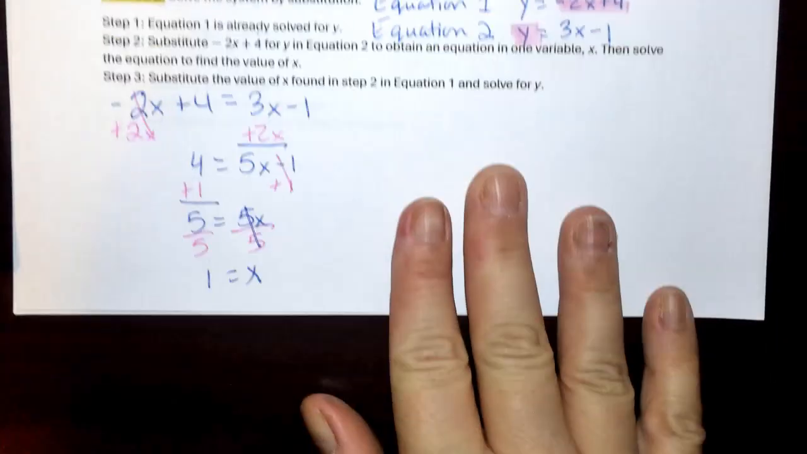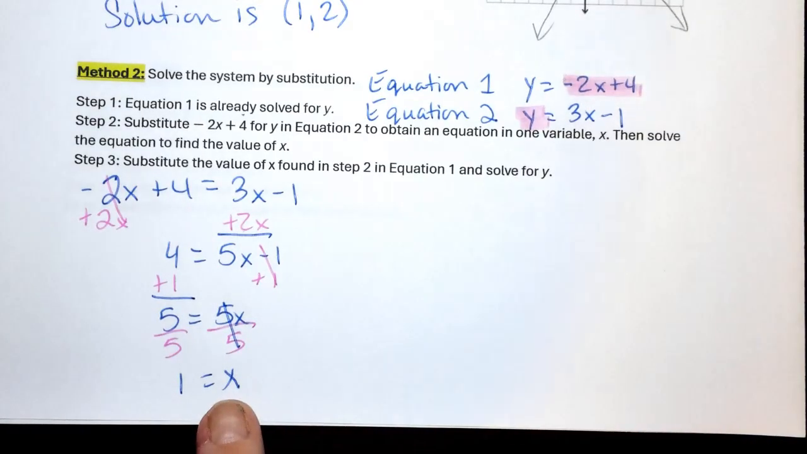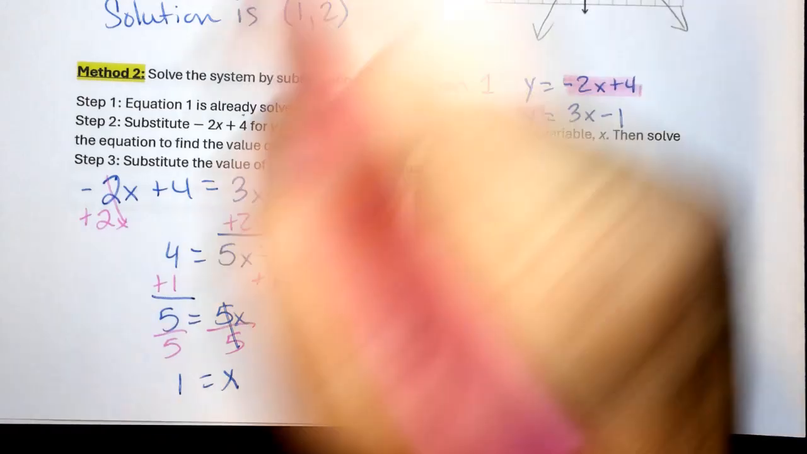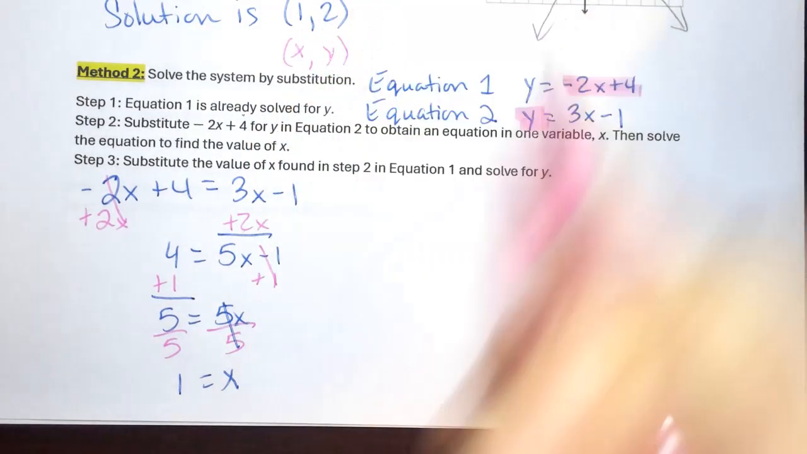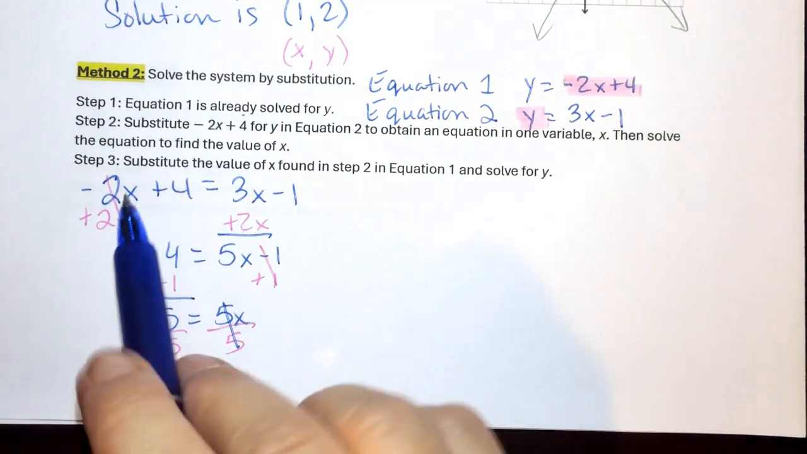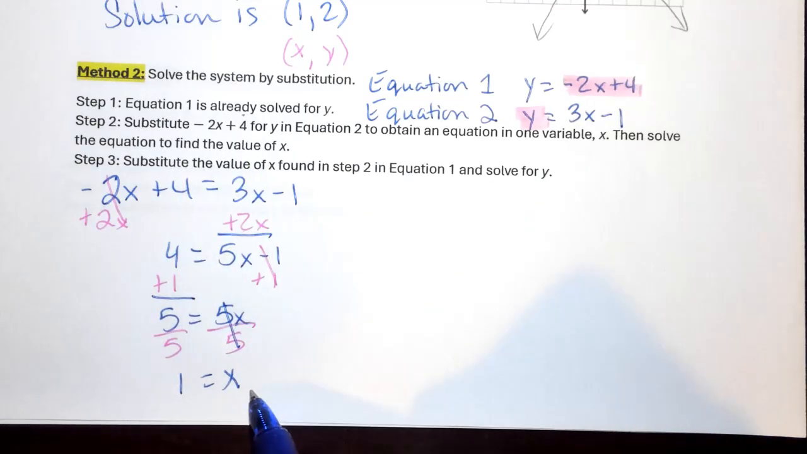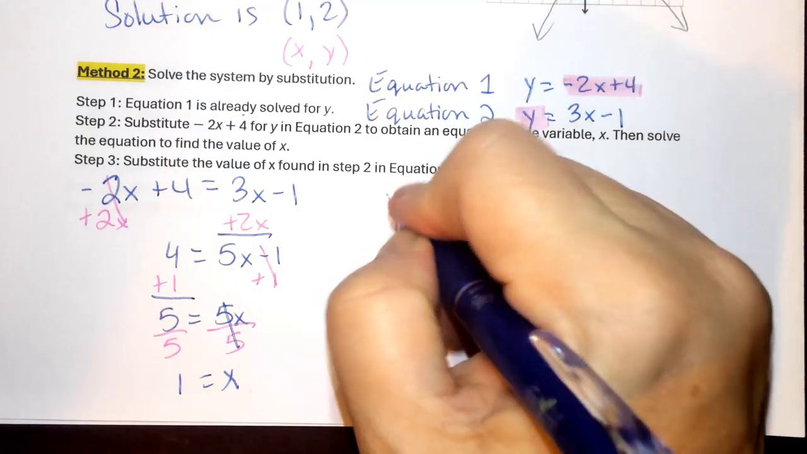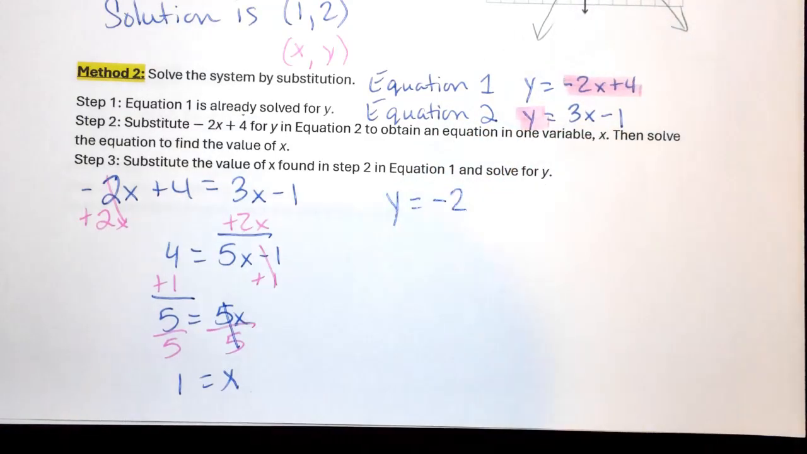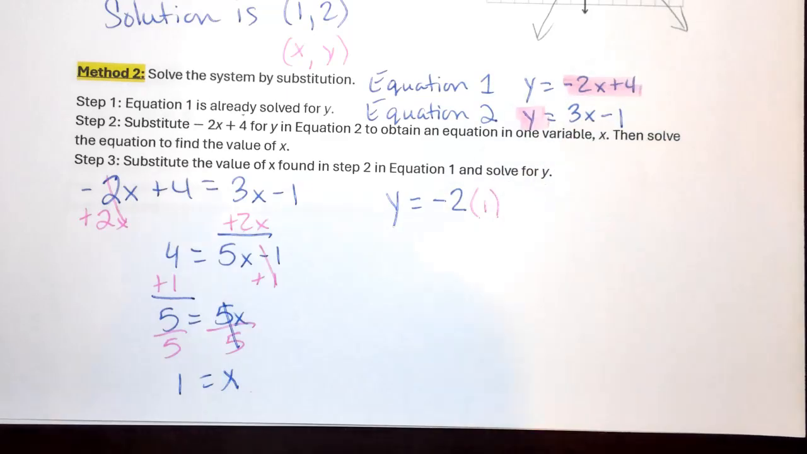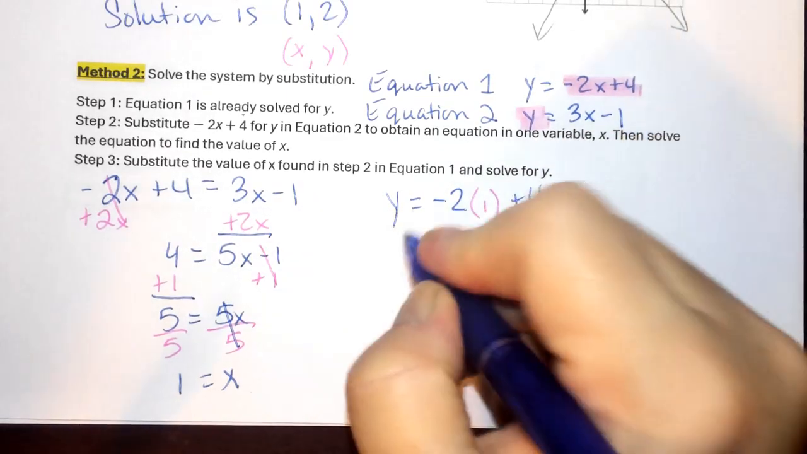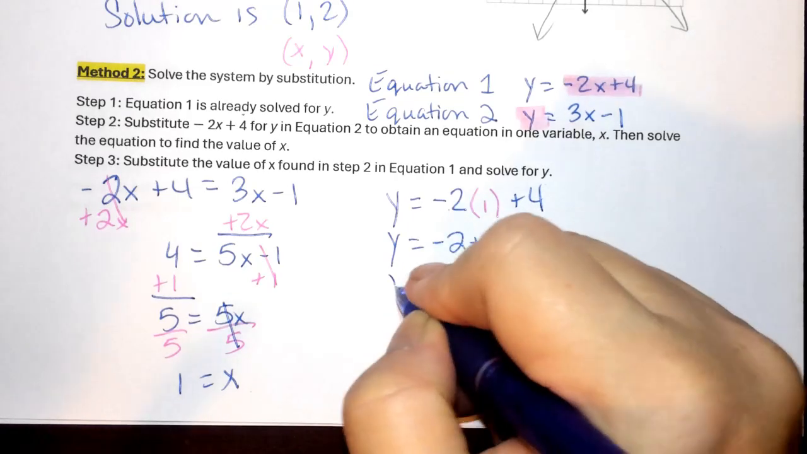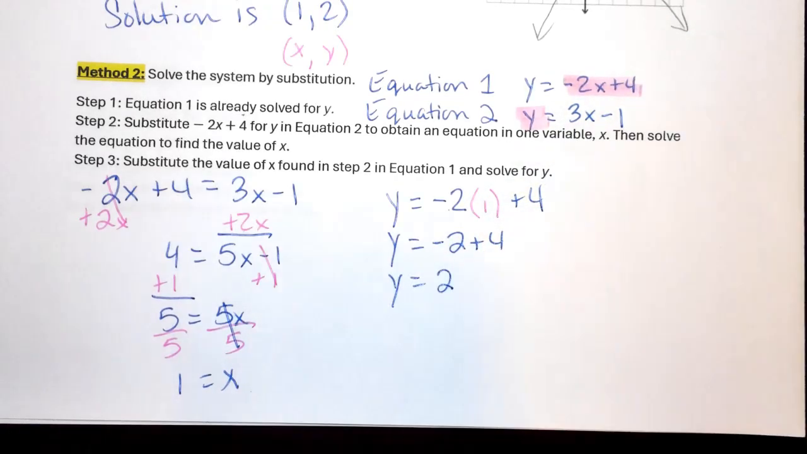All right, so after solving this equation for x, we get x is 1, which is what we said our solution would be, because remember, this is your x value, this is your y value. So now we're going to substitute the value we found for x, 1, into equation 1 and solve for y. Instead of x, I'm going to substitute in a 1 and solve. So negative 2 times 1 gives me negative 2. Negative 2 plus 4 gives me 2.